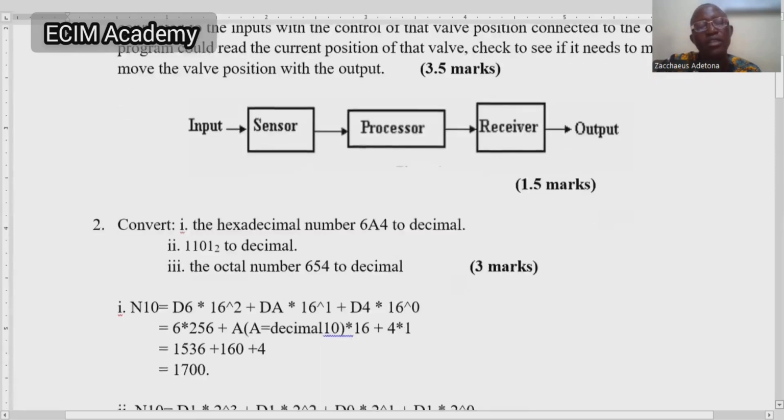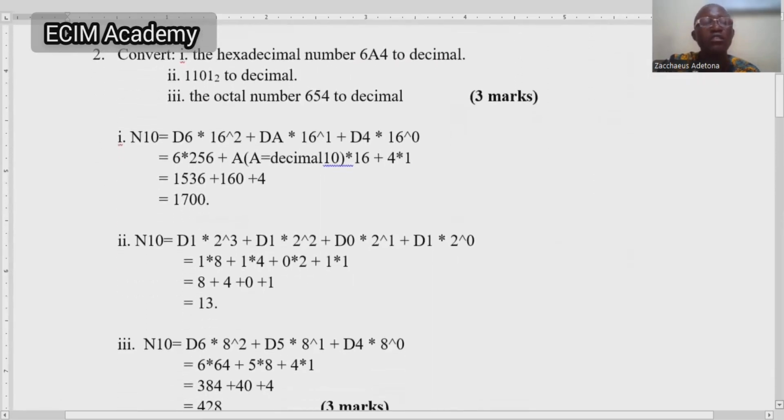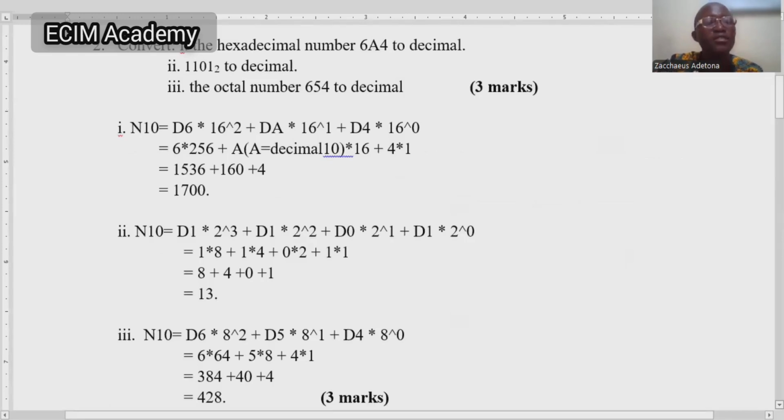We have a little calculation here, conversion of numbers from one number-based system to another. So we have the solution right here. The 3 problems, and that is 3 marks. So check your own solution and compare to what we have here.